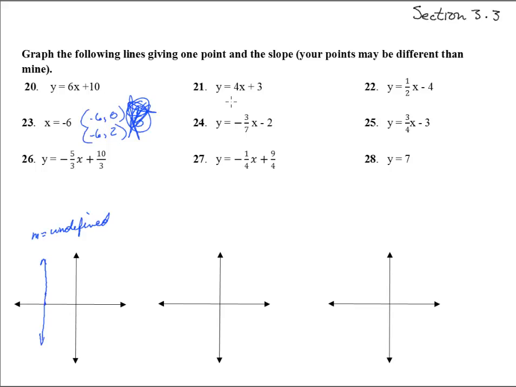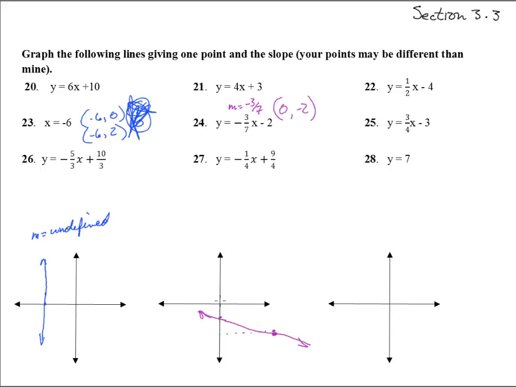Number 24. Slope is right there, negative 3/7, and it goes through the point 0, negative 2. I don't know why anybody would pick a different point, but they could if they wanted to. Okay, this is negative 3/7, which means we go down 1, 2, 3, 1, 2, 3, 4, 5, 6, 7. So we go down 3 and over 7. Oops, I missed it a little bit.